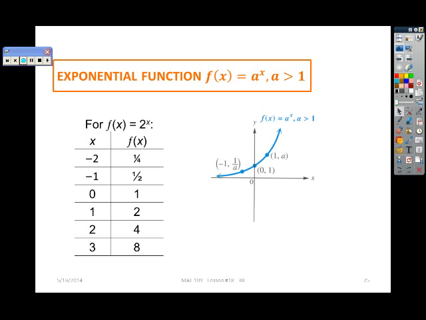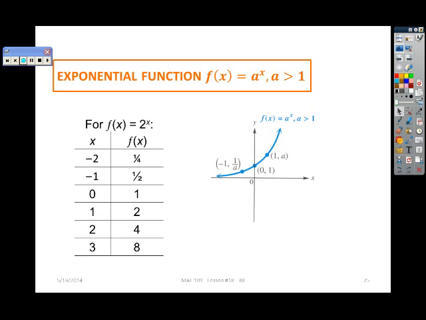Plot that, and it looks like this shape. Some characteristics of that shape: the x-axis is going to be a horizontal asymptote. No matter what value we put in for x, we cannot make that function be 0. So that's an asymptote.